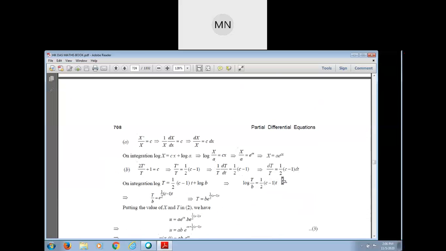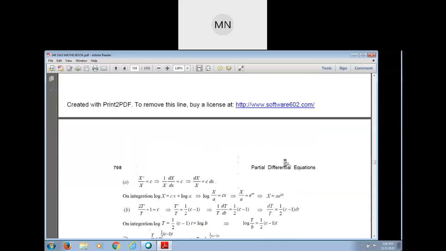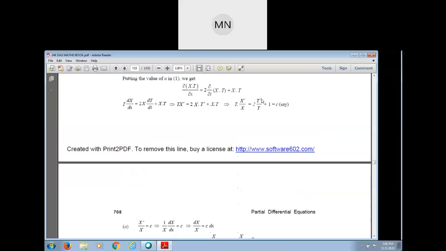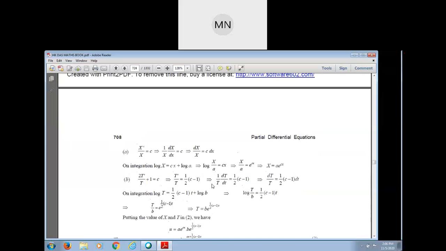Okay. And see that, so x is what? A e to the power cx. Ultimately, we get x equals to a e to the power cx. Okay? Similarly, see this one. Twice c dash c plus 1 is also c. Isn't it? So, we can write twice c dash by t plus 1 equals to c. Okay, so it gives us what? T dash by t equals to half of c minus 1.